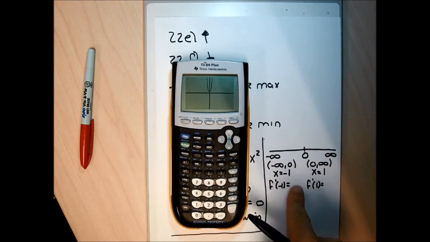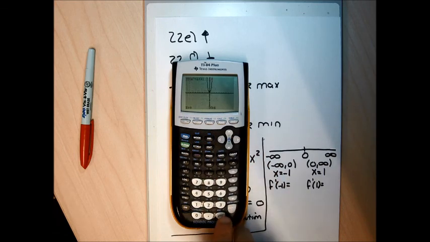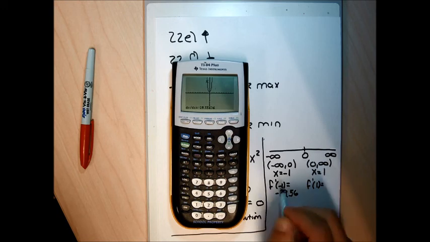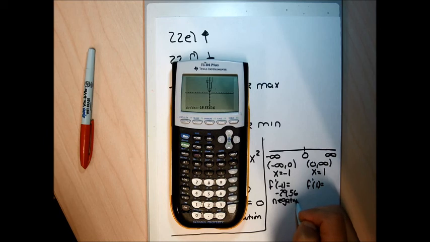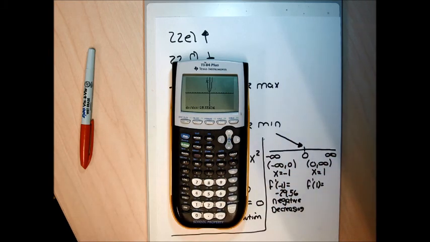But finishing up here, I'm going to do second calc, dy dx, type in negative 1, and I get negative 29.56. And again, if you didn't even write down a number and you just wrote negative, that would be adequate, because we don't care so much about the number, we just care about its sign. Because that came out to be negative, in this interval the graph is decreasing. I'll put a little down arrow above the number line to show that decreasing.